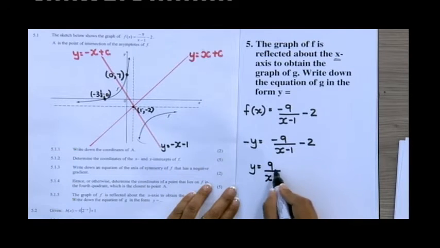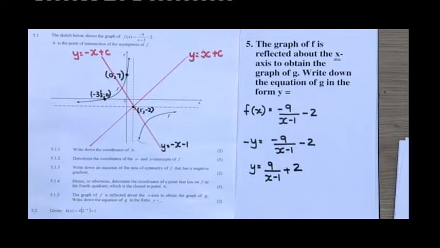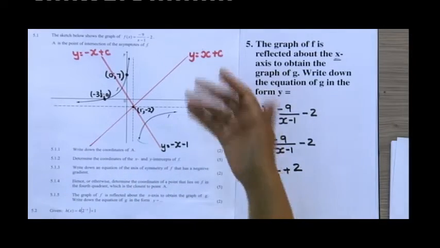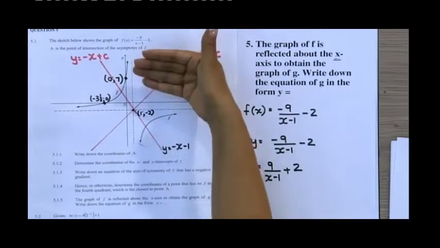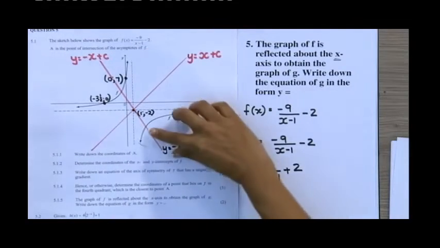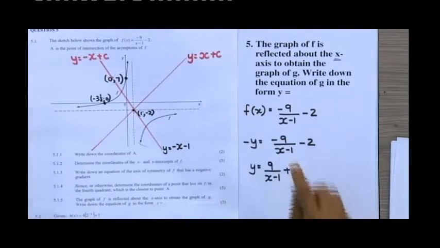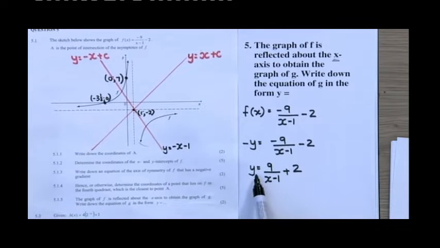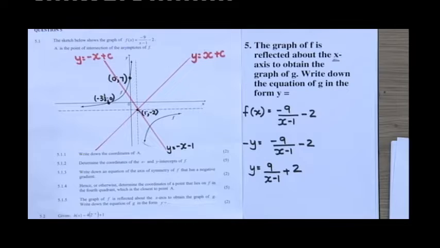Remember, this is one fraction. Negative divided by a negative is a positive. So you can see that your graph is now not going to fall in quadrant 2 and 4, but definitely in quadrant 1 and quadrant number 3 if you reflected over the x-axis. Can you see? And it does that. And that is your equation. Now remember, you've written it in the form y equal to 9 over x minus 1 plus 2.